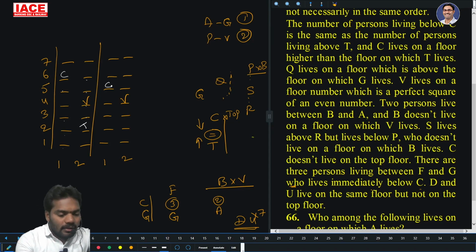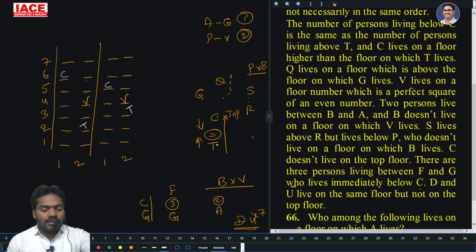If I take C here, below C how many? 1, 2, 3, 4. Above T how many? 1, 2, 3, 4. These are the only chances. And C below T is not possible, because they say C must be above T only. So these two are the only chances.